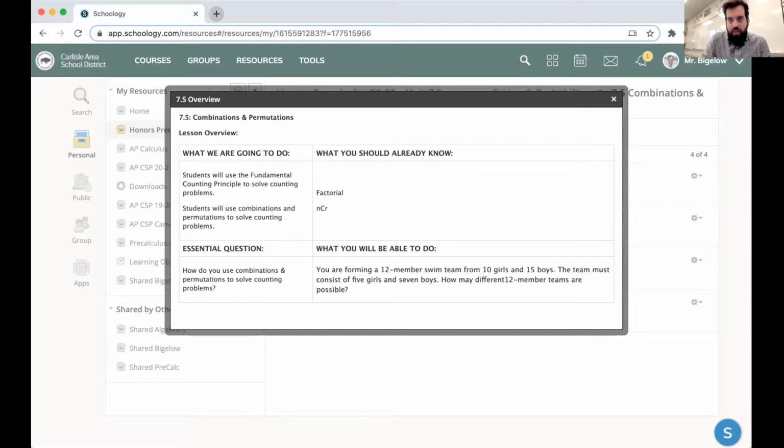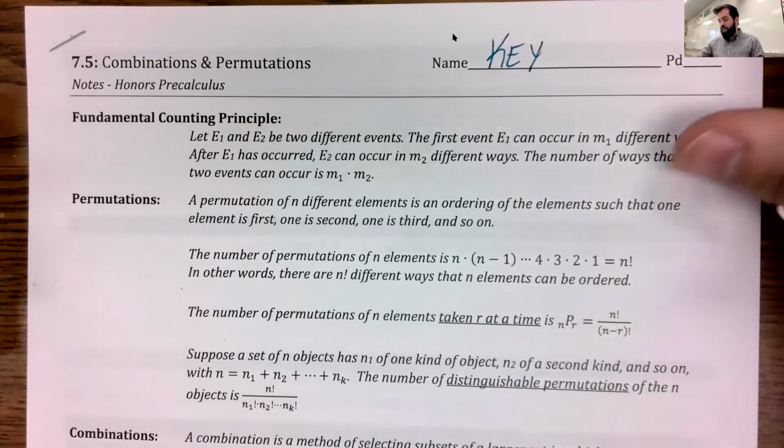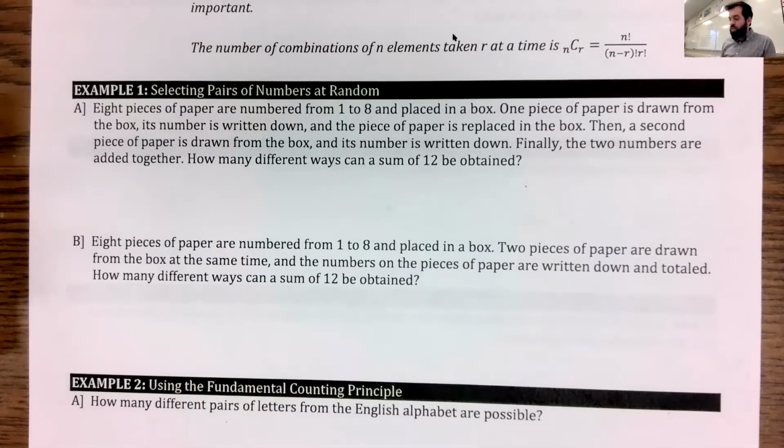Let's check out the beginning of the notes. All right, here we go. Lesson 7.5, combinations and permutations. Before we read any of this stuff at the top, let's just try example 1 so we can get a little bit of a preview of what's going on here. We're going to be selecting pairs of numbers at random.